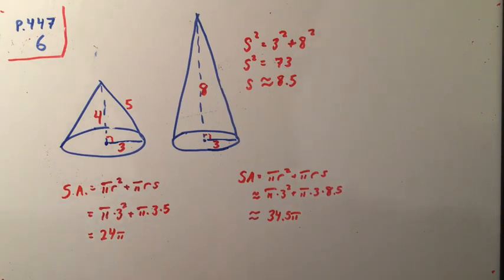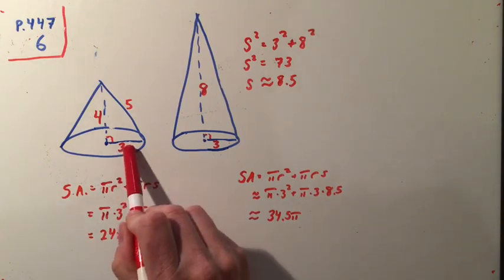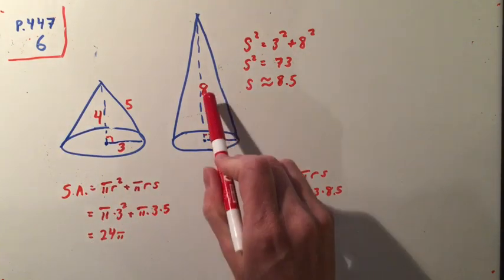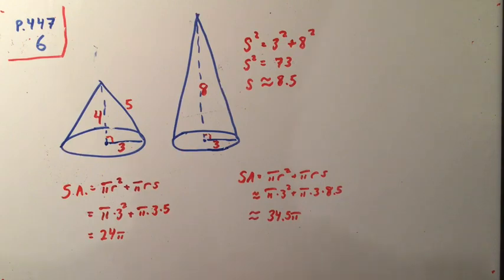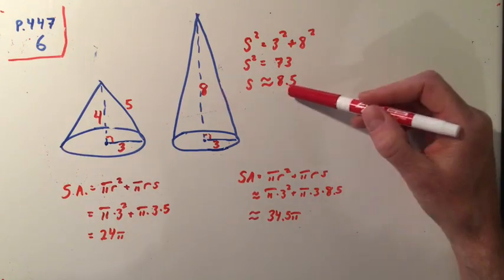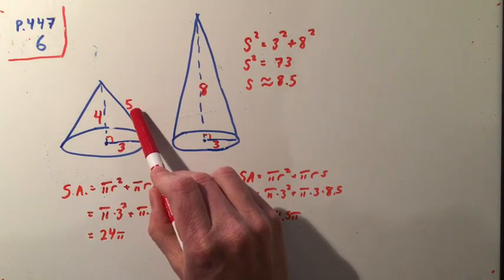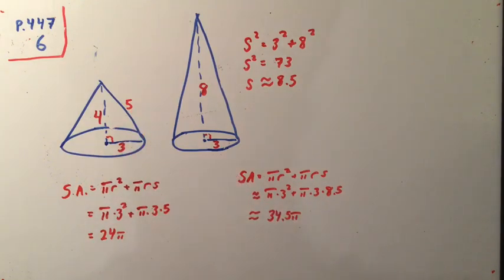But you could just try it with an example. So if I let that radius be 3 and that height be 4, then that radius would be 3 and that height would be 8. And you go through the process of finding the slant height. For this one it is 8.5. The slant height for this one using the Pythagorean theorem will give you 5. And then you plug the numbers in, and here you end up with a surface area of 24 pi, and here you end up with one that's 34.5 pi square units, which is obviously not double 24 pi.